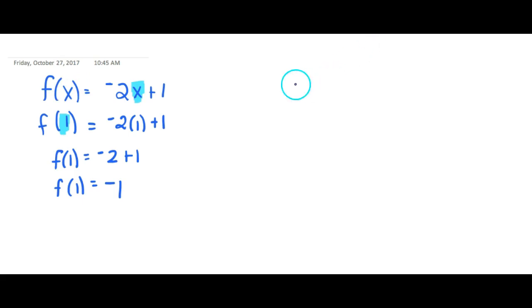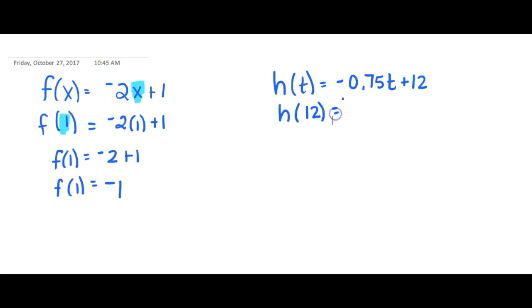So for example, if we have h of t equals negative 0.75 t plus 12, and they're asking us to find h of 12. So remember, you're not really doing anything major, you're just replacing stuff. So in this case, I'm replacing my t with anything inside the parentheses, because that's my input. So it's going to be negative 0.75, or 3/4, times 12 plus 12.